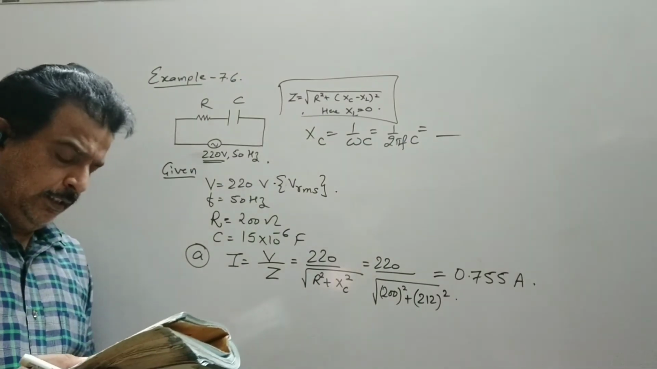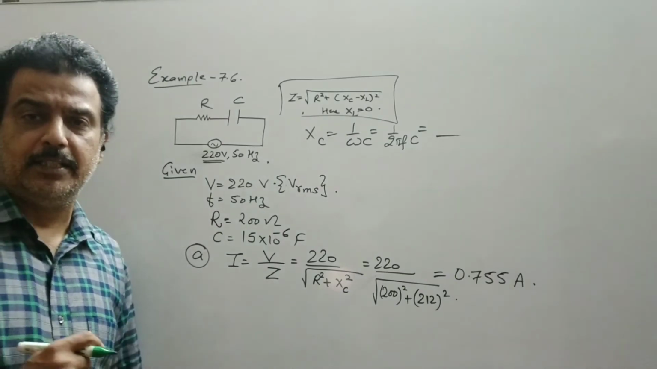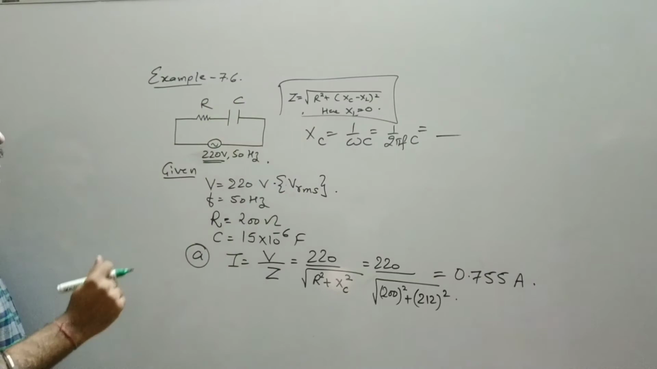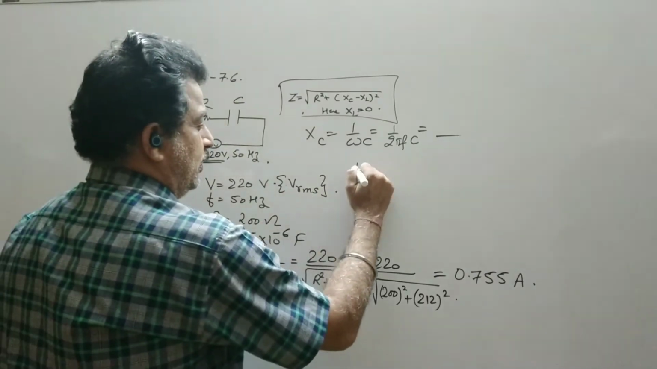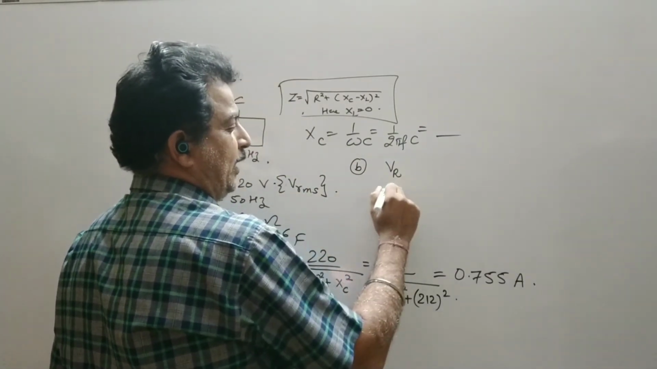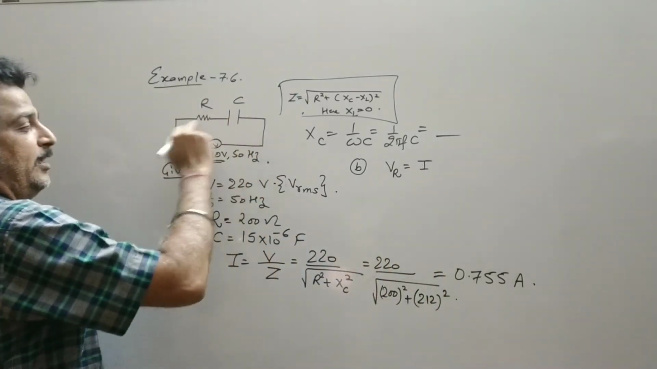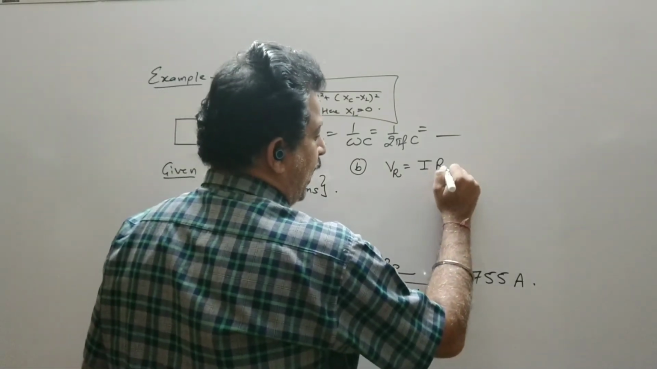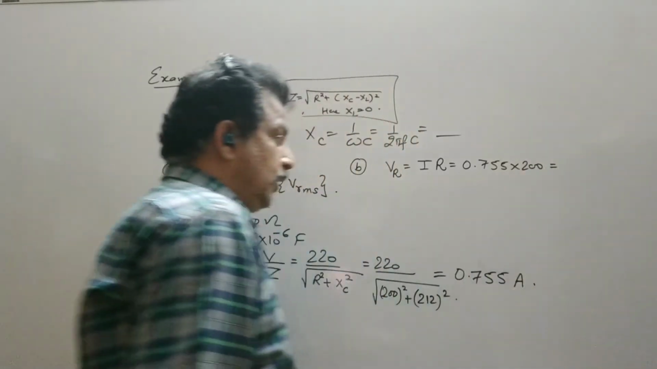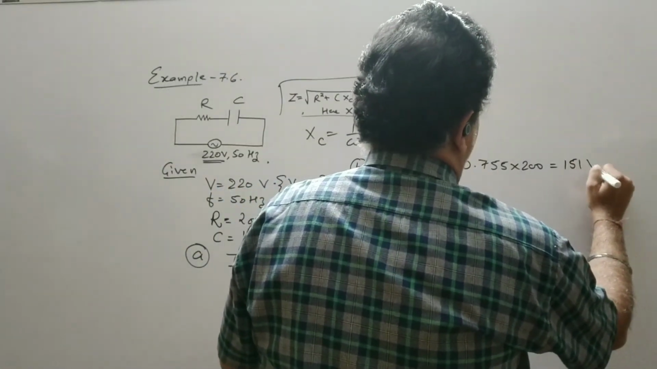Now second is calculate the voltage RMS across the resistor and the capacitor. Now this is the VRMS of the source. We have to find out the VRMS across resistance and the capacitor. So VR, that is VRMS across R. Ohm's law, that is IRMS, because the circuit is in series combination, current is same, so it will be I into R, that is 0.755 into 200. So directly I am writing this value from the book. It comes out to be 151 volt.